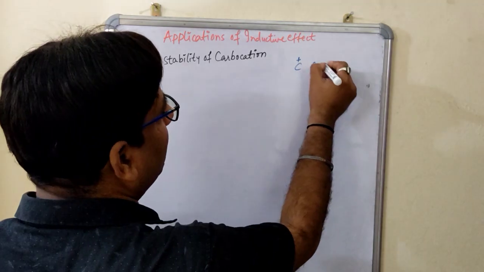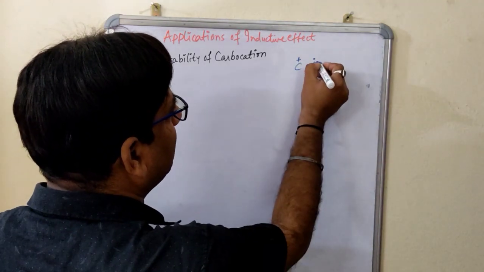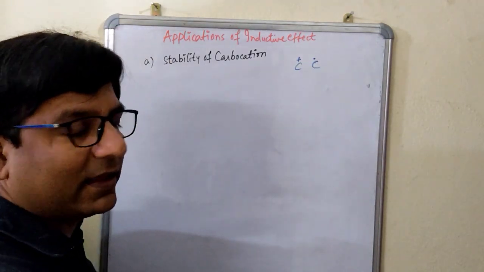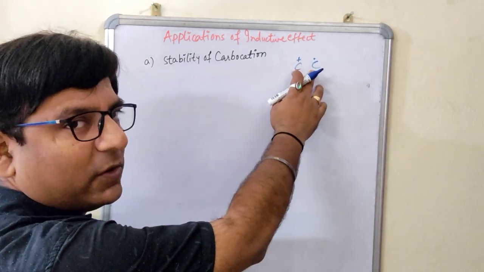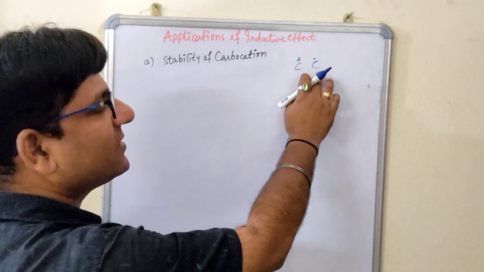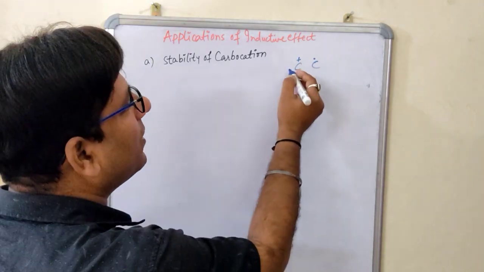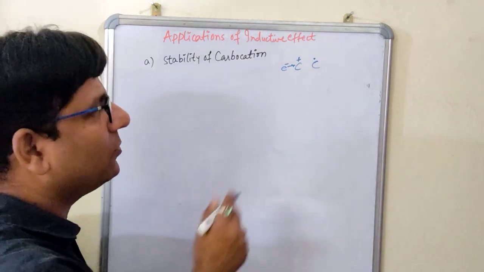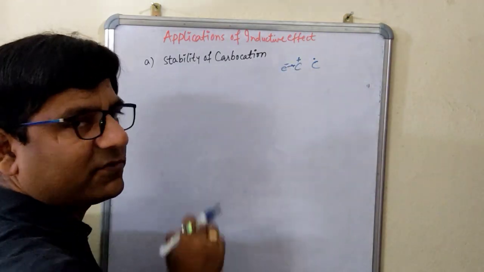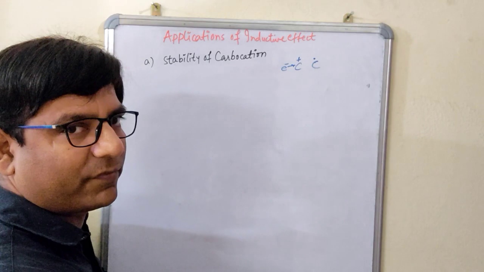Even the carbon with a free radical, one electron, which we call a free radical, is also an electron deficient species. Means in both the cases, if you see, we need to give electrons to this carbon to neutralize the positive charge, to make it neutral.